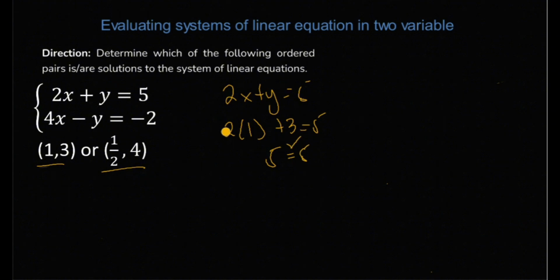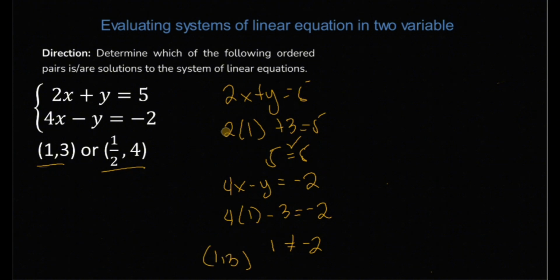Now, how about your second equation? So 4x minus y is equal to negative 2. So 4 times 1 minus 3 is equal to negative 2. 4 times 1 is 4, minus 3 is 1, which is not equal to negative 2. So therefore, this is false. So this time, we can already conclude that the point (1, 3) is not a solution.